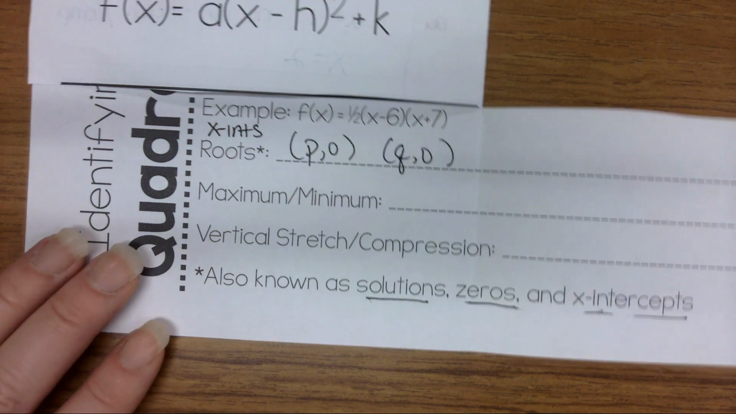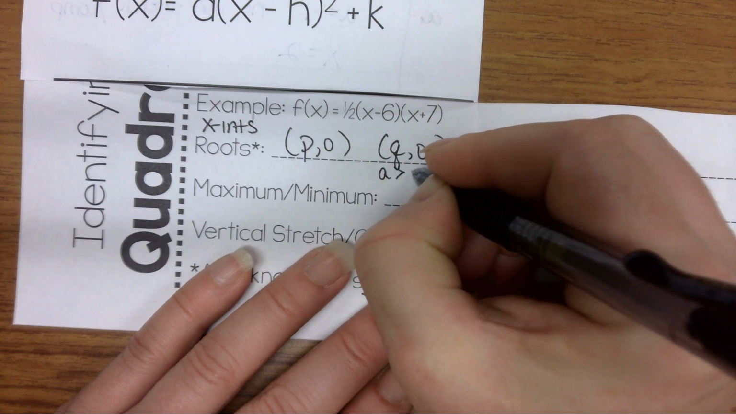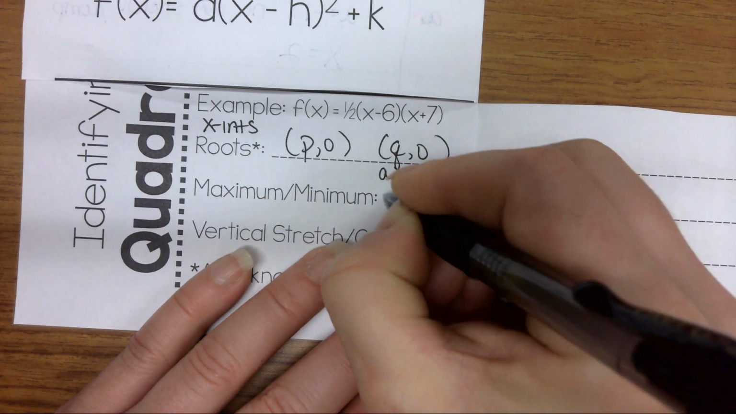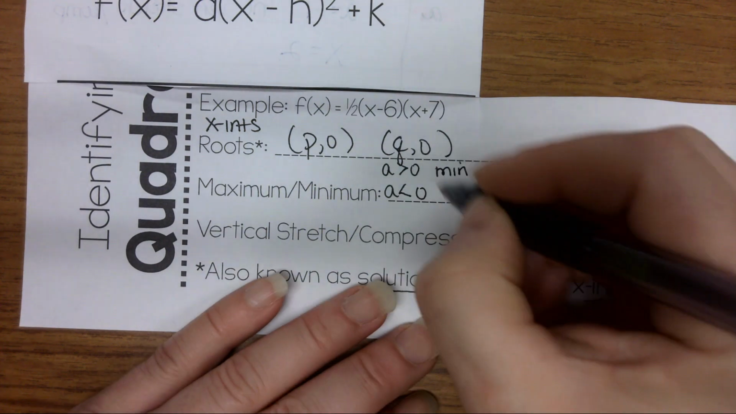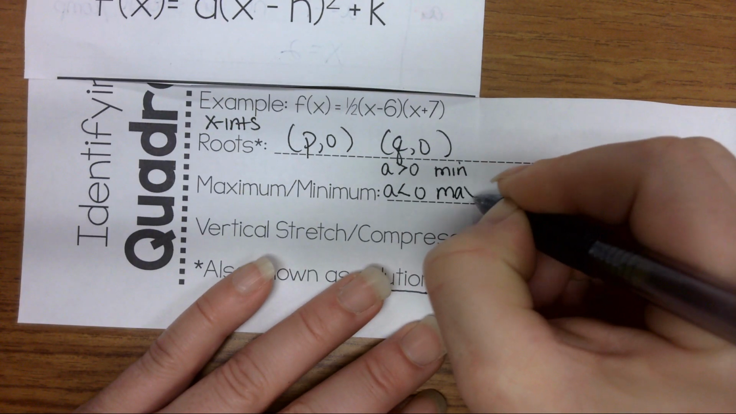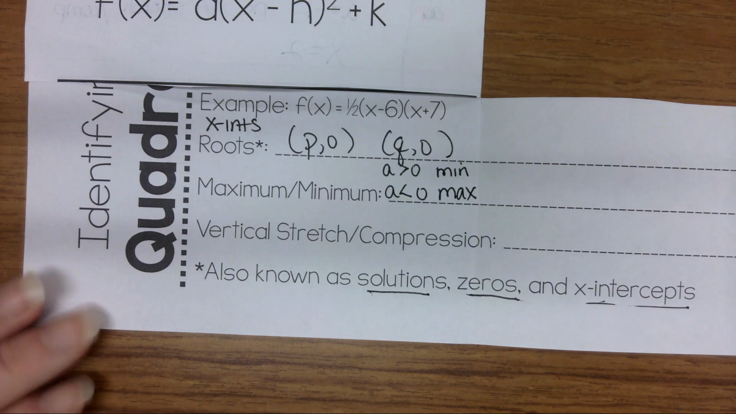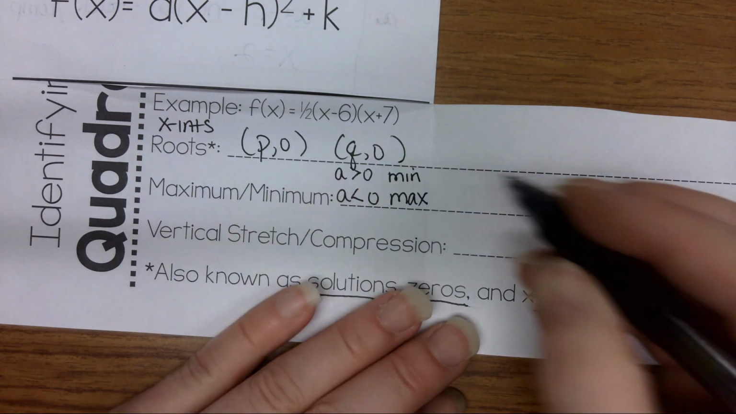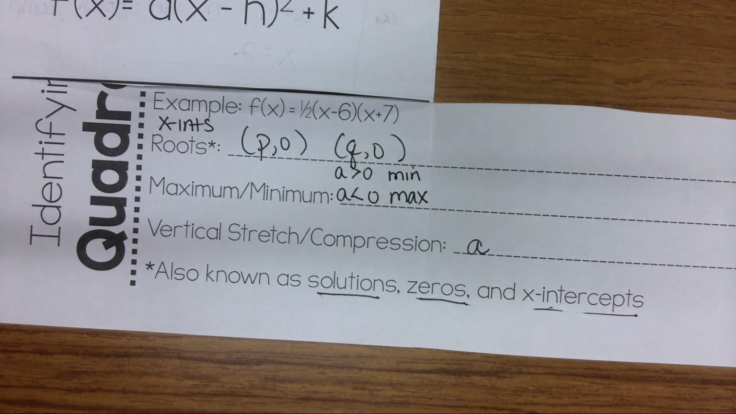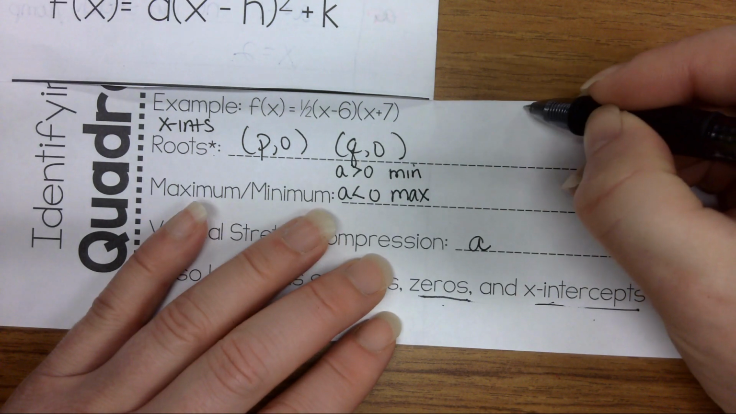Okay, same old, same old. How do we tell if it's a max or min? If A is greater than 0, it's a min for the vertex. If A is less than 0, it is a max. The vertical stretch or compression is given to us by A, and as I said, solutions, zeros, x-intercepts are all the same word. We're just going to use them in different contexts.